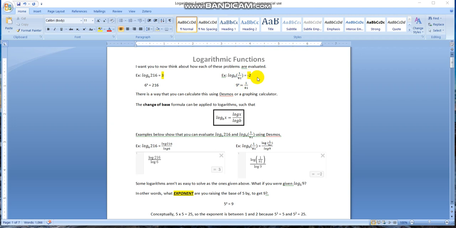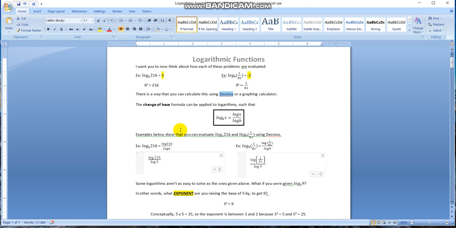Now, there is a way that you can calculate this using Desmos or a graphing calculator. I understand that all the graphing calculators are at school, so using a graphing calculator probably isn't possible unless you have one at home. So in order to get around this, we're going to use Desmos.